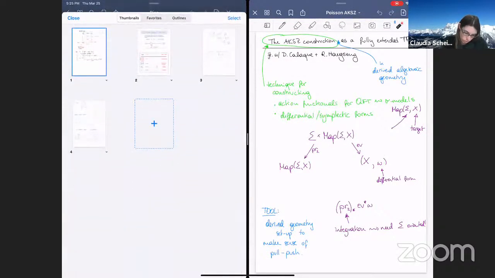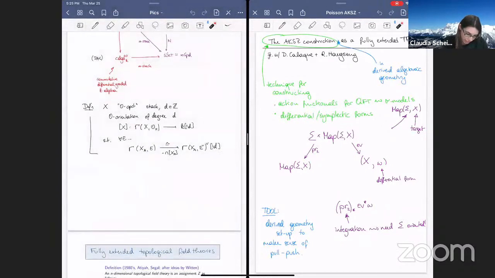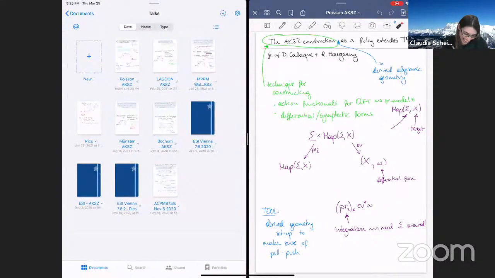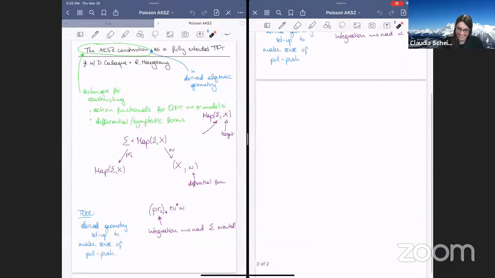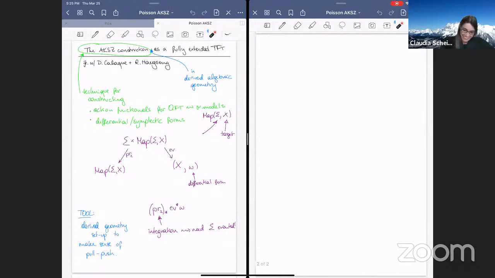Wow. Not what I wanted to do. Yeah, that's what we imagined, right? Here. Okay. So now I have more space to write.